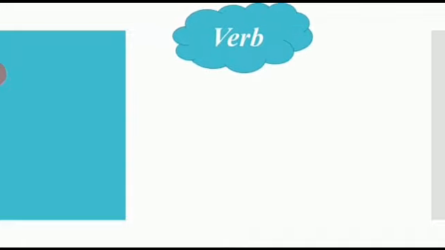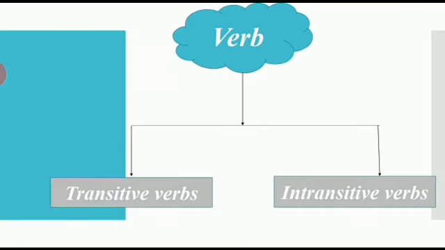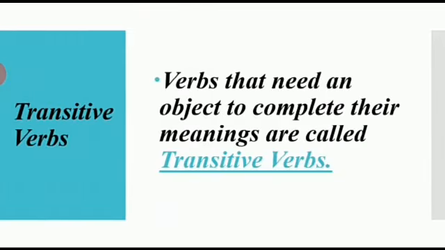Now we will understand verbs with the different types of verbs. First we are going to understand the two different types of verbs, and they are transitive verbs and intransitive verbs. These verbs are related with the objects. Now what is a transitive verb? Verbs that need an object to complete their meanings are called transitive verbs.